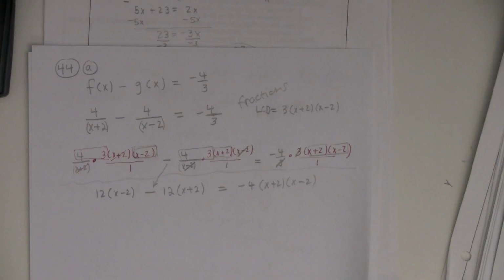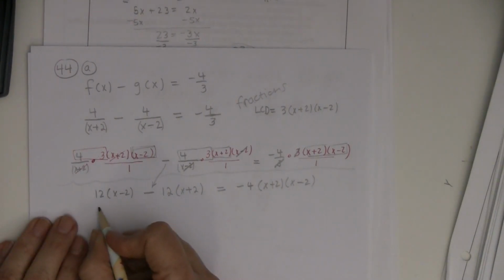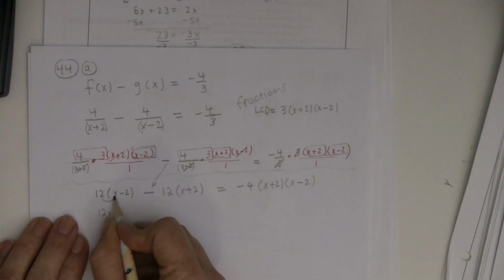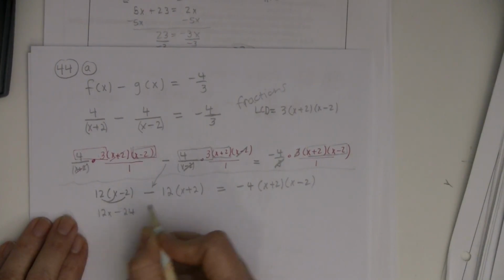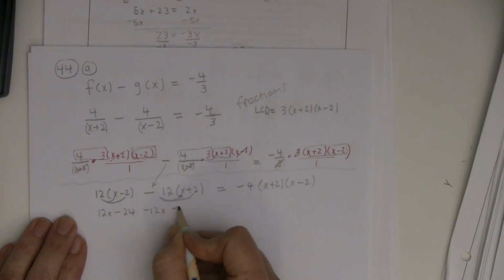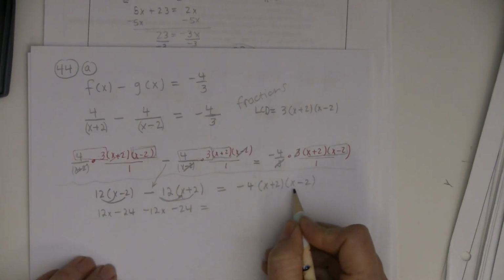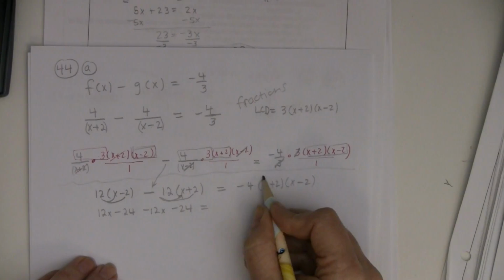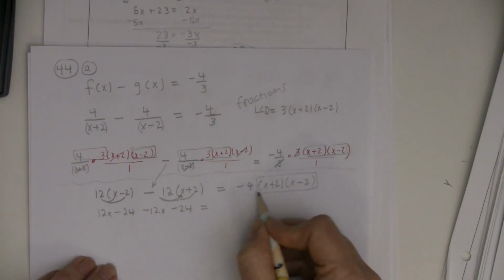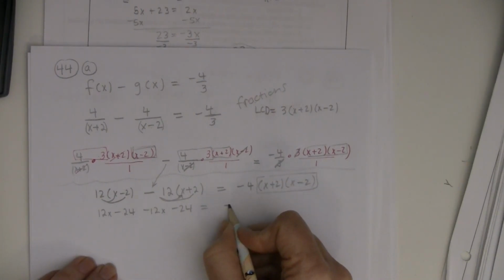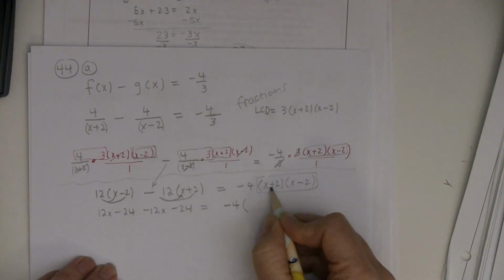So I'm going to multiply this together so I can get 0 on one side. Even if it was linear, I'd be saying to you, I'm going to multiply this together. So we're going to have here 12x minus 24 minus 12x minus 24 equals, and then I can't multiply 3 things together at one time, so I'm going to choose to multiply these together and then distribute the negative 4.